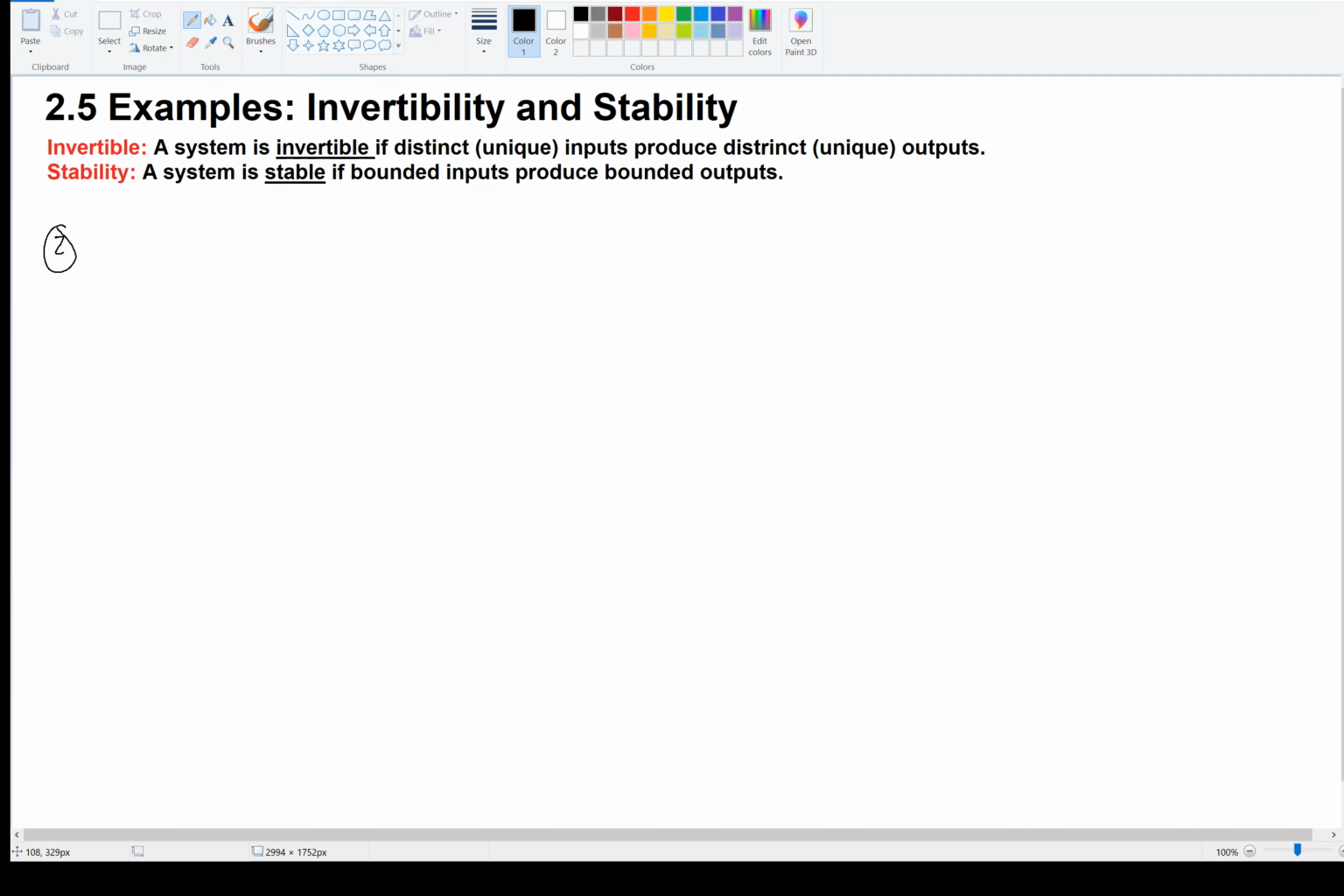Okay, so let's say that we had a system whose input-output relationship was like this. The output was 1/2 to the x power. And we want to know, is this system stable?